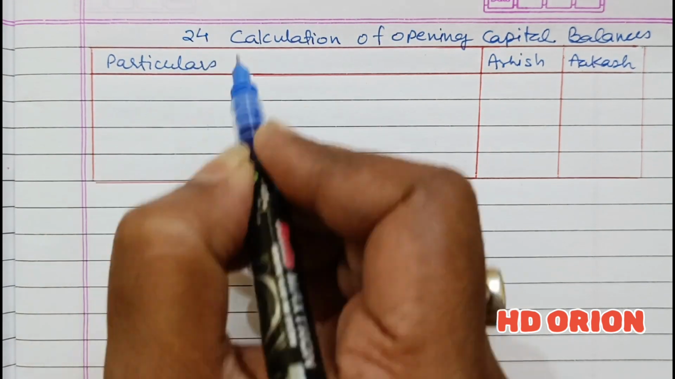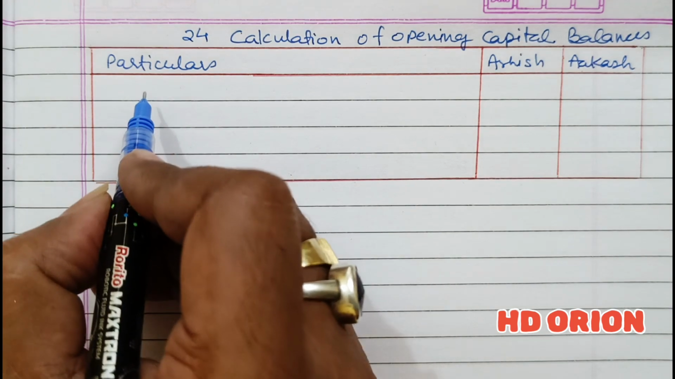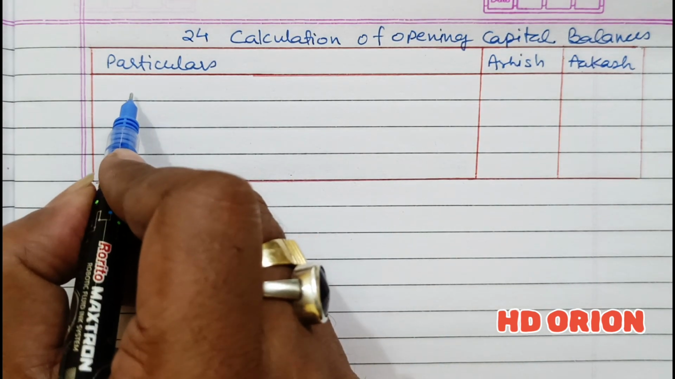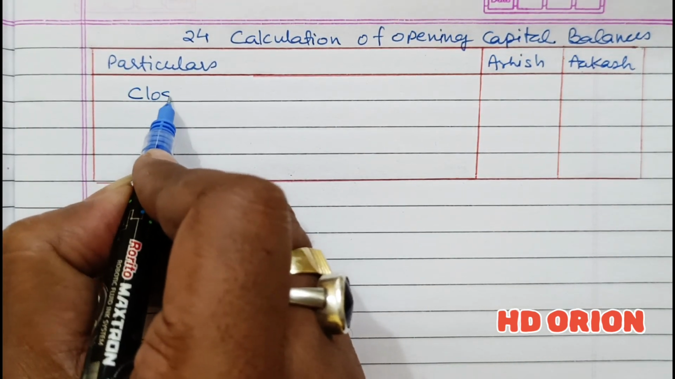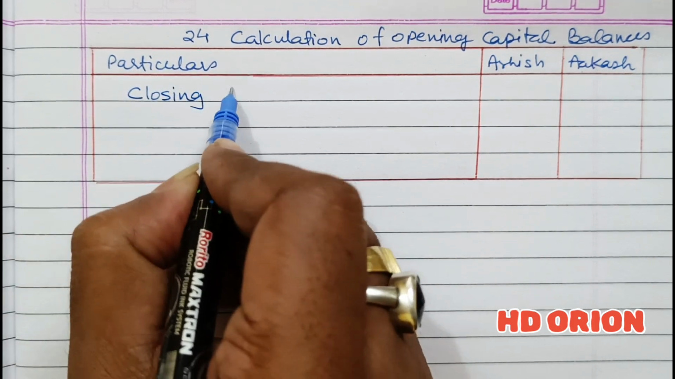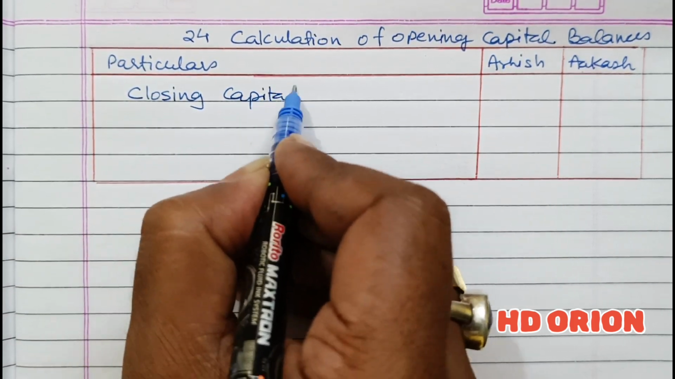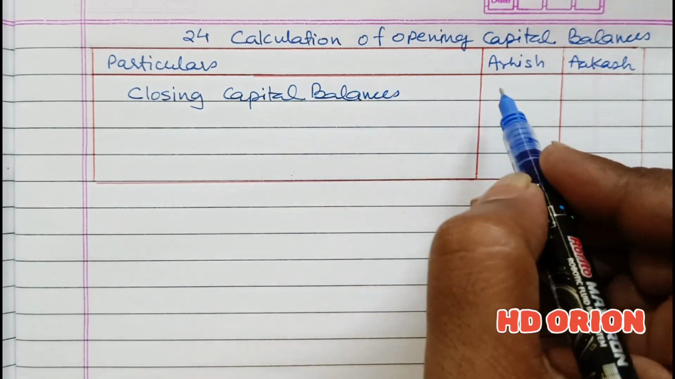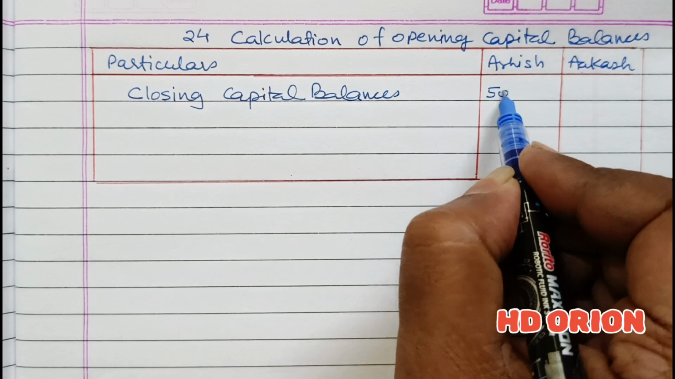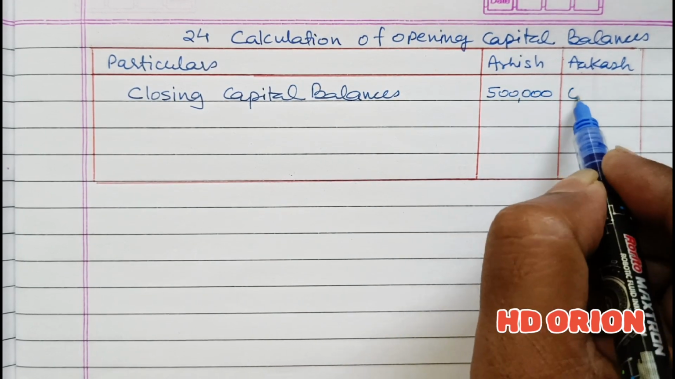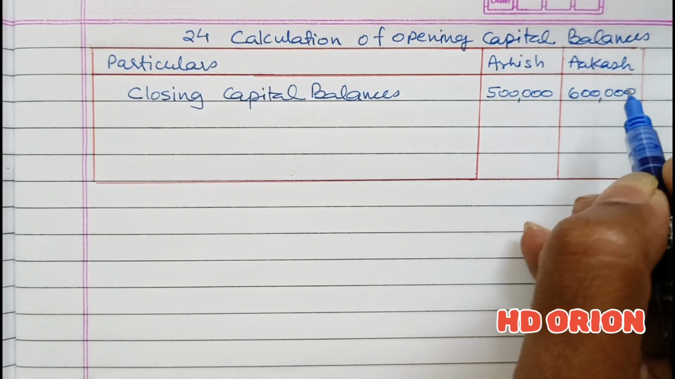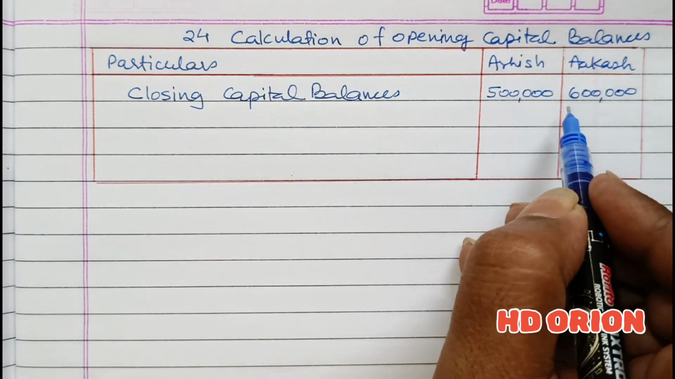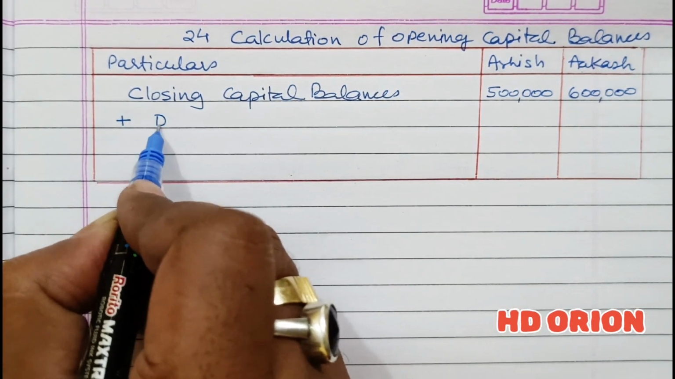Solution 24. For this we will calculate opening capital balances. For this we will start with closing capital balance of both the partners, which is given. It is 5 lakh for the first partner and 6 lakh rupees for the second partner. And after deduction of drawings it is. So we will add back drawings.